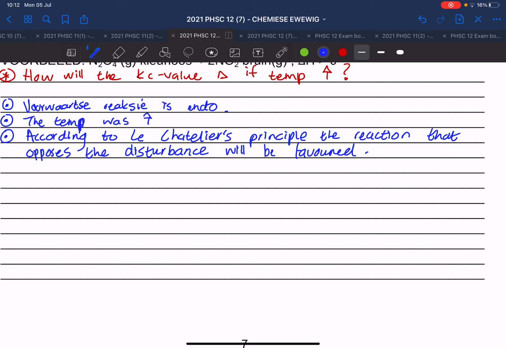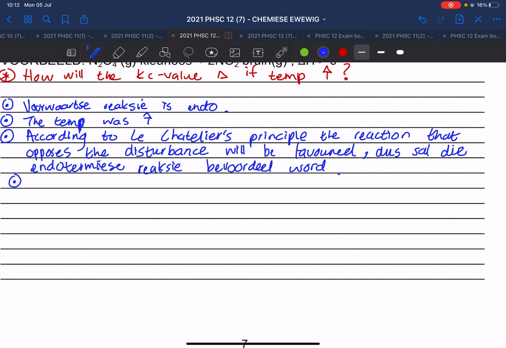Okay, so now we say that, ons sê dit, but we want to be specific for this reaction. Ons wil spesifiek wees vir hierdie reaksie. Dus sal die endothermiese, thus the endothermic reaction will be favored. Okay, so jy sê daar Le Chatelier se ding en dan maak jy dit spesifiek vir hierdie reaksie. Okay, thus the endothermic reaction will be favored.